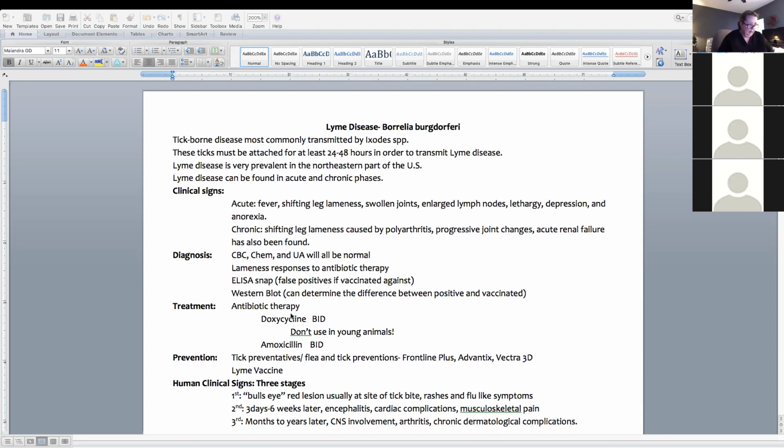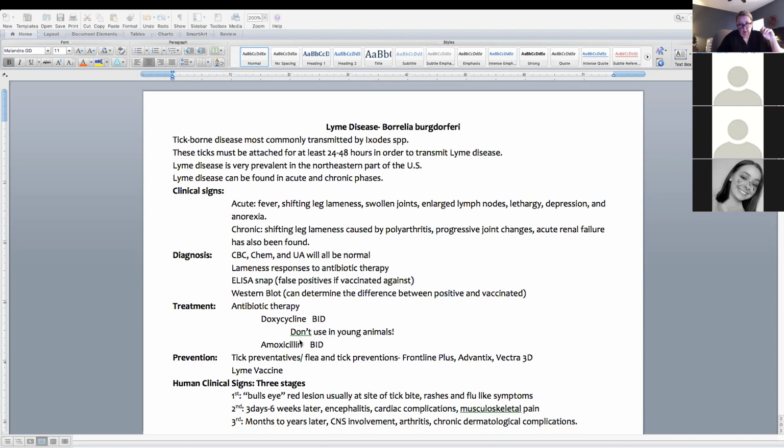Now, treatment-wise, the number one treatment, because this is a bacteria, is antibiotic therapy. And the number one antibiotic is doxycycline. If they're young, you can try to use amoxicillin, because remember, doxycycline, a tetracycline, in young animals can discolor the enamel and affect the enamel of the teeth. So if they're young, we're probably going to have to choose a different antibiotic. But if they're over 6 months, they have their adult teeth, you're probably going to want to choose doxycycline.